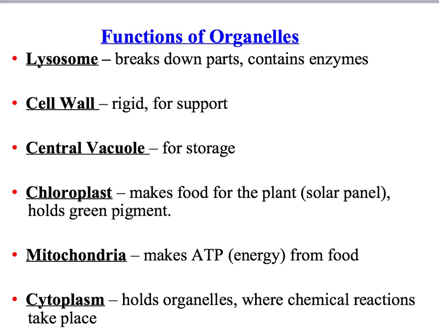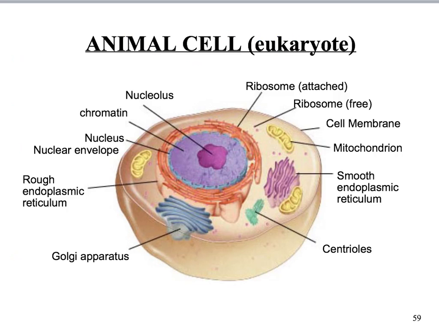the chloroplast, which is compared to a solar panel. It holds green pigments and it helps the plant capture light energy and convert it into food; the mitochondria, which helps make ATP molecules from the food that we eat; and the cytoplasm, which is a jelly-like material that holds the organelles. This is just a quick diagram of the animal cell, which is a eukaryote.